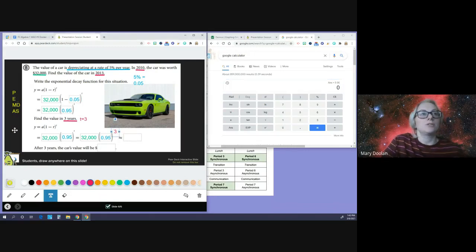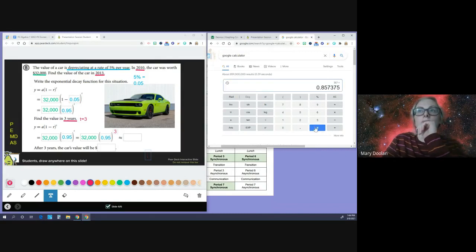Again, PEMDAS order. Don't forget about PEMDAS. You need to deal with parentheses first, like we did up here. But now I'm dealing with exponents next. Type in your base first if you are using the Google app calculator. Then press the X to the Y power button. Then type in your exponent. Then hit equals. Then multiply by 32,000.